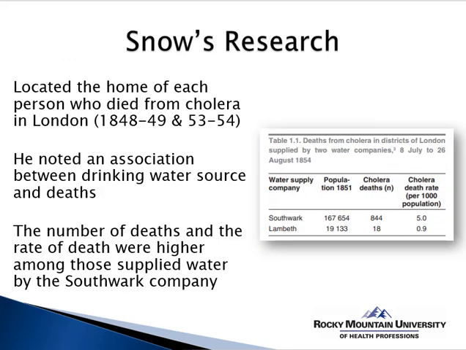What Snow did is he located the home of each person who died from cholera in London between those years. He noted an association between drinking water source and deaths. The number of deaths and the rate of death were higher among those supplied water by the South Wark Company.